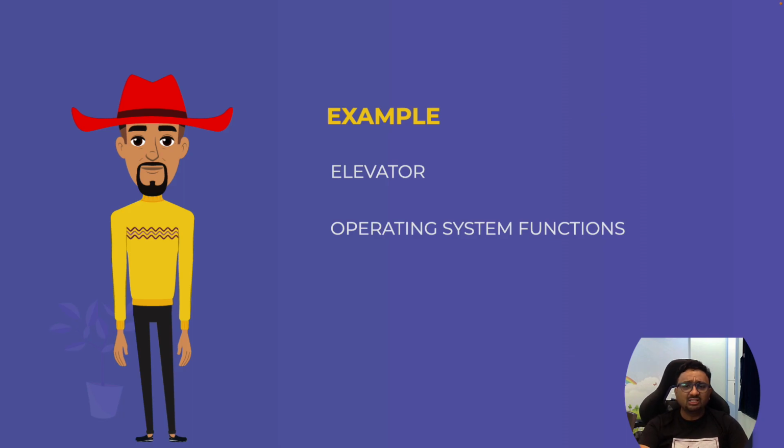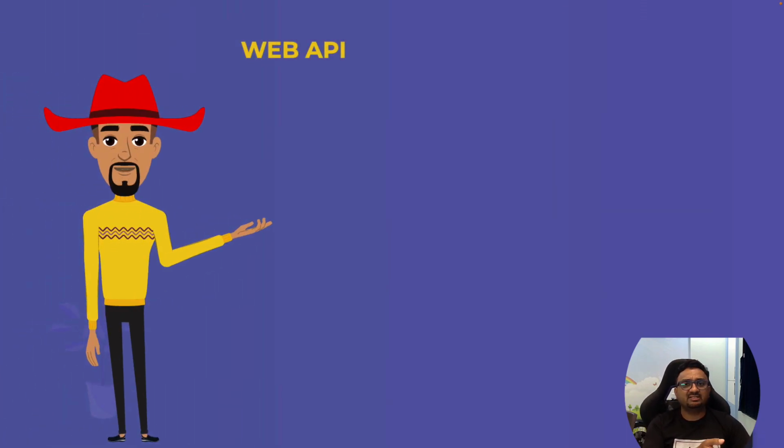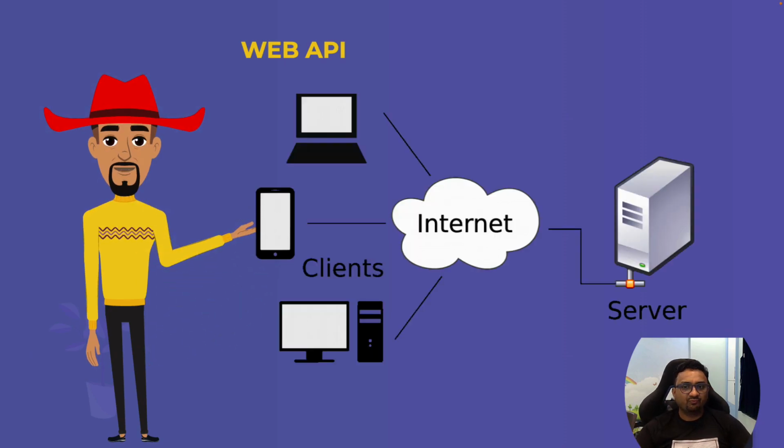Now we understand what an API is. Now let's try to understand what is Web API. A Web API is an application programming interface, or an API, that works over the internet. Let's try to understand what we mean by this with these particular terms. Client can be anything: maybe a mobile device from which you're opening a website, or a laptop or a desktop. That is nothing but your client.